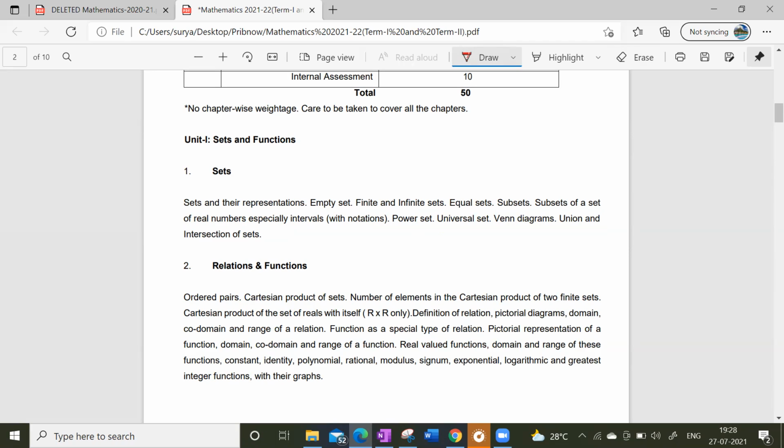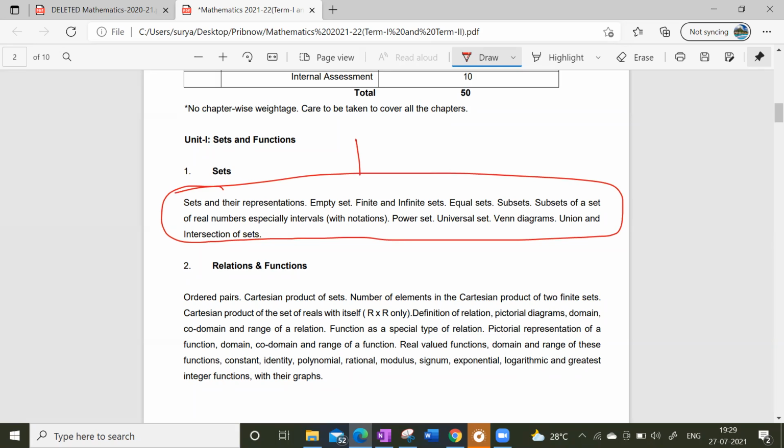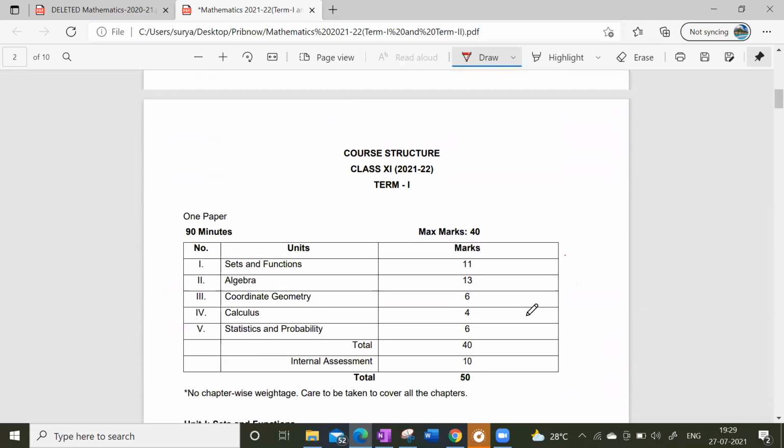No one is sure what kind of questions they are going to ask in JEE. But for the CBSE board exam, we can expect that they will give questions only from these topics, because this is a reduced syllabus, not a deleted one. They have filtered it, and this is for the 2021-22 batch of class 11. So this is the syllabus for CBSE children.